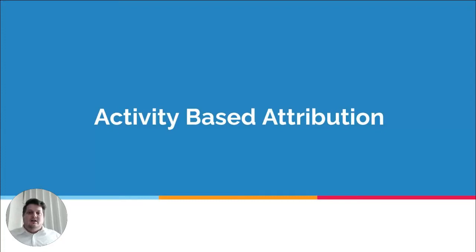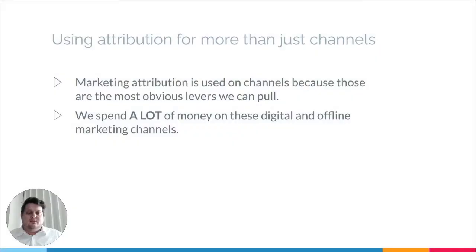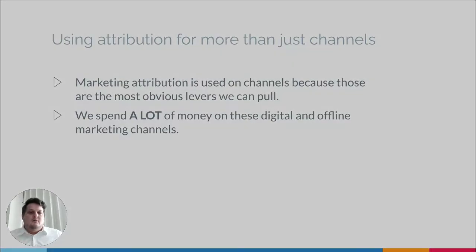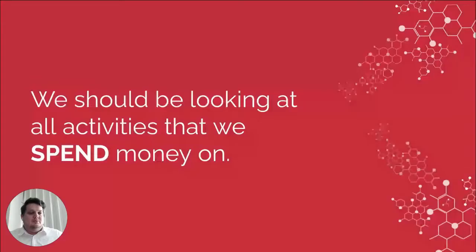Another use case, activity-based attribution. This is actually a lot of what accountschema.com calls out. They have a lot of good material on that. This is where I get a little controversial. Marketing attribution is used on channels because that's the most obvious lever we can pull. We spend a lot of money on the digital and offline marketing channels. And every single time we talk about attribution, people are like, what channels are driving extra traffic? I think there's something else we could be doing. We should be looking at all activities that we spend money on.